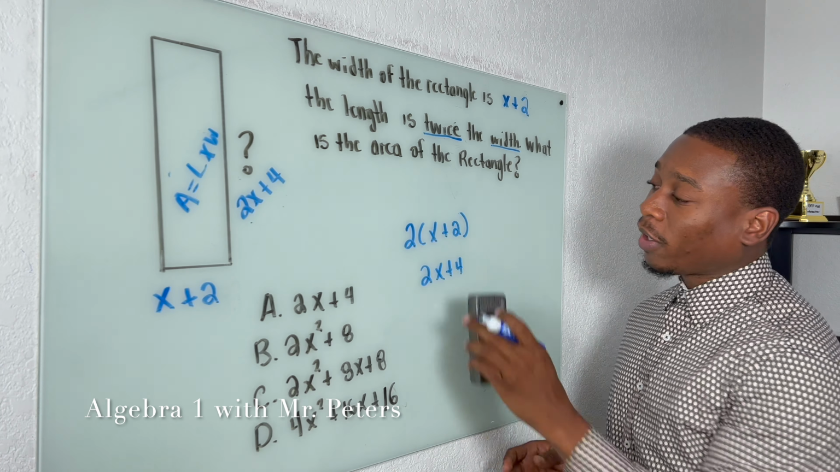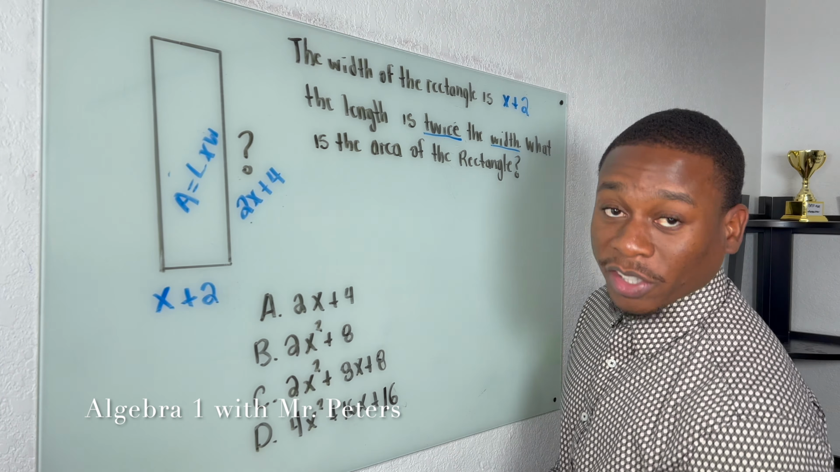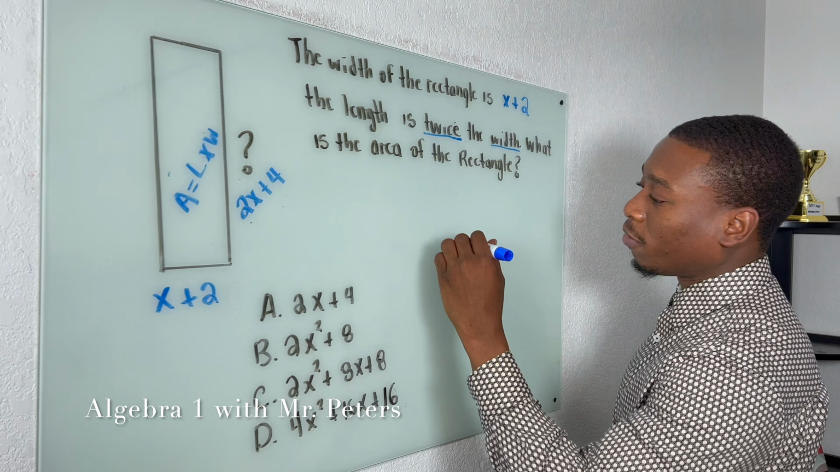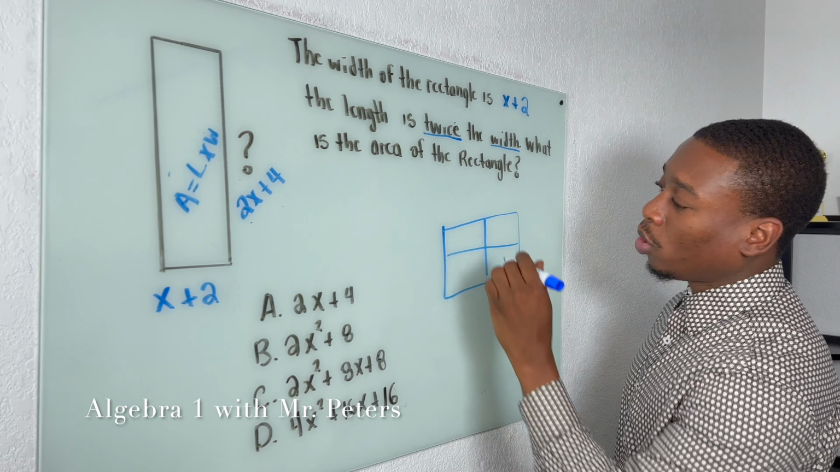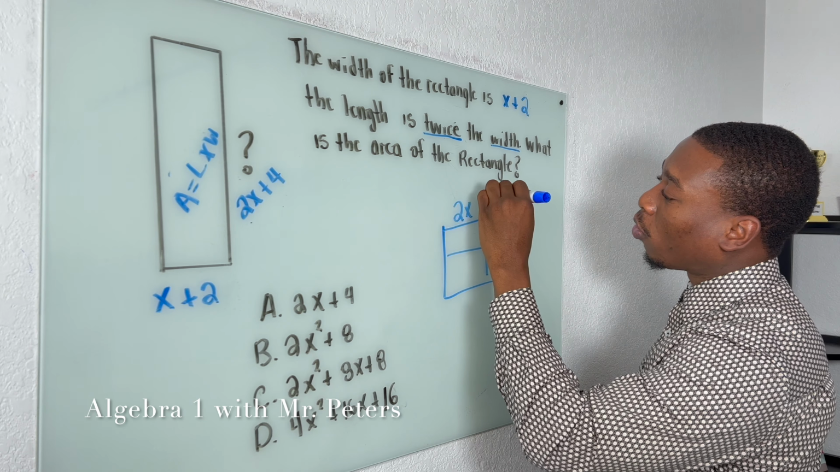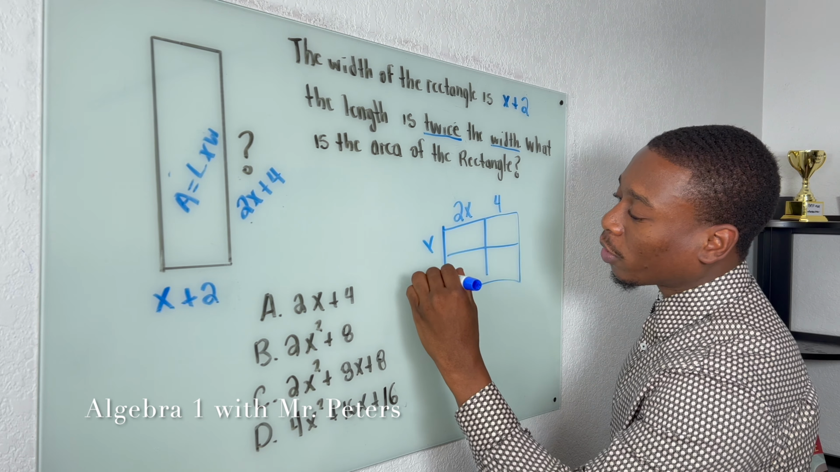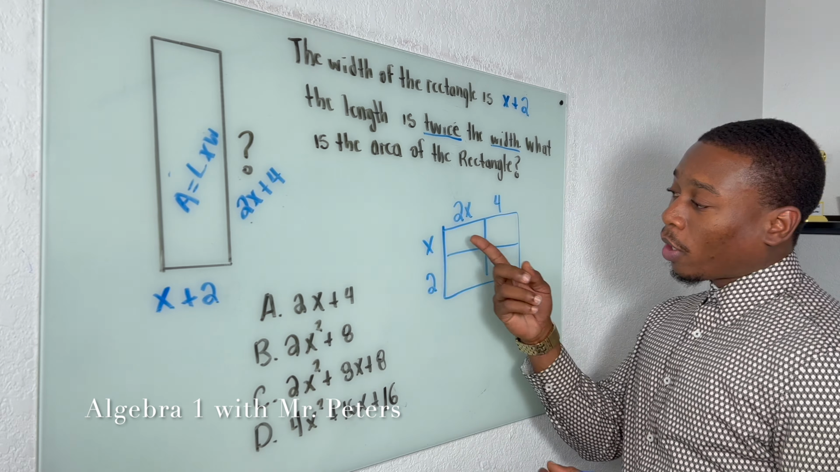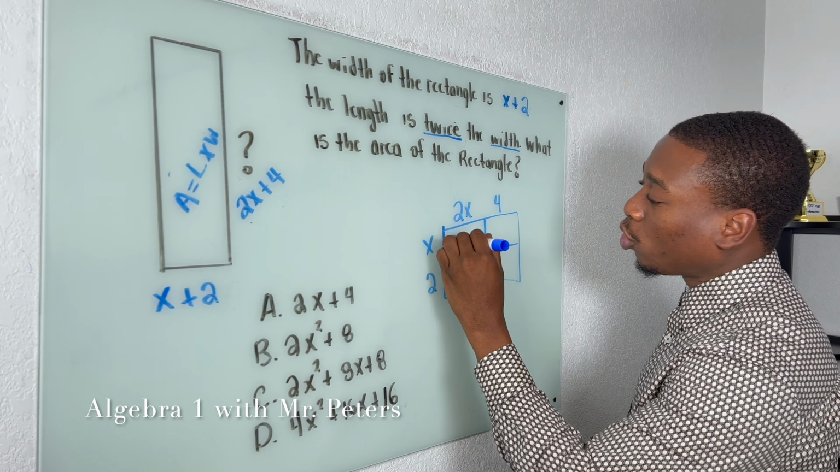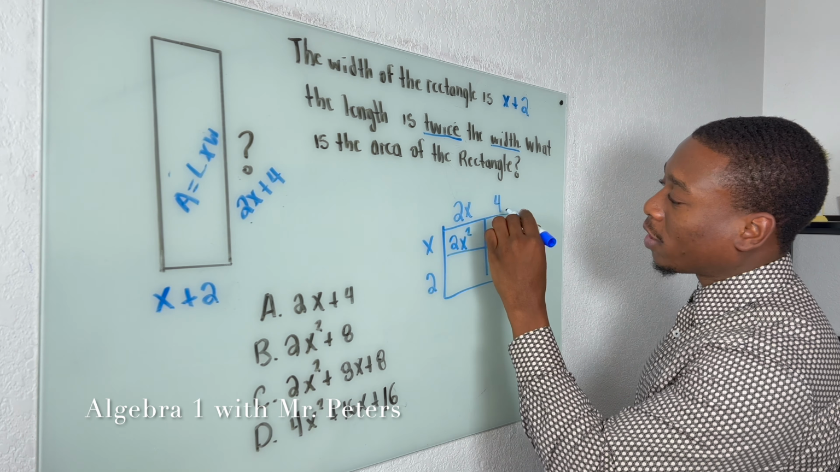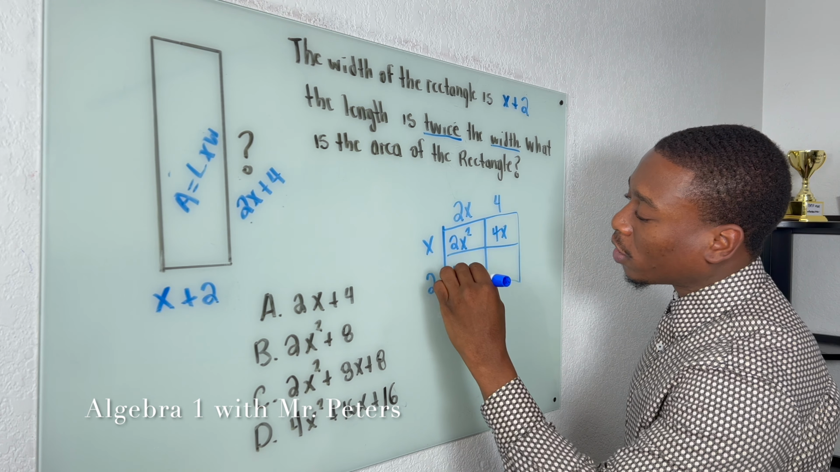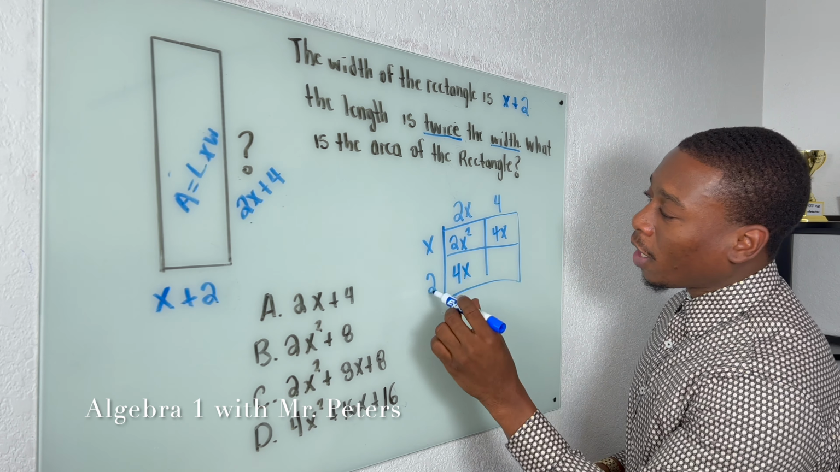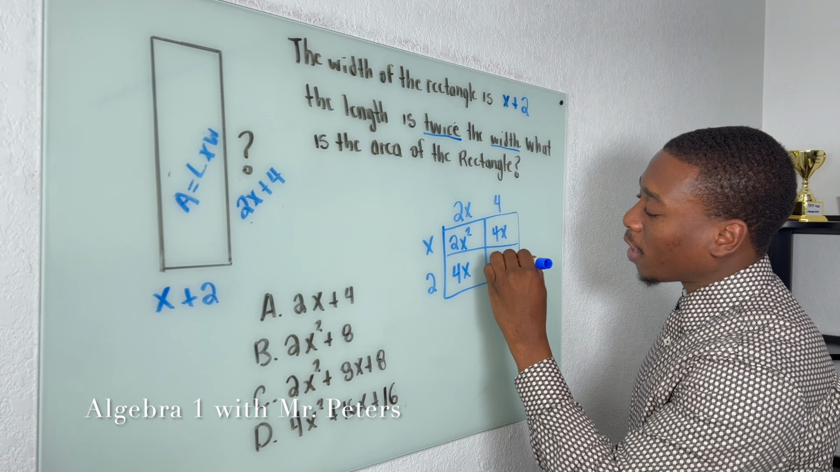So to figure out our answer, we're going to use the box method just because it's real easy for us to visualize. So I set my box up. It's going to be 2 by 2. We have 2x plus 4 on top, x plus 2 on the side. And when I go ahead and multiply, I'm going to get 2x squared. X times 4 is going to give me 4x. 2 times 2x is going to give me another 4x. And then 2 times 4 is going to give me 8.